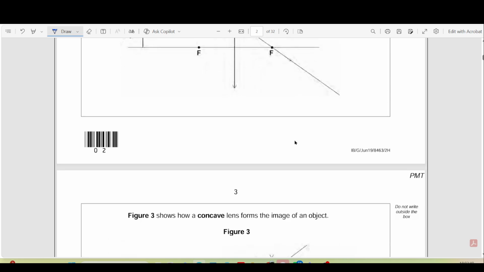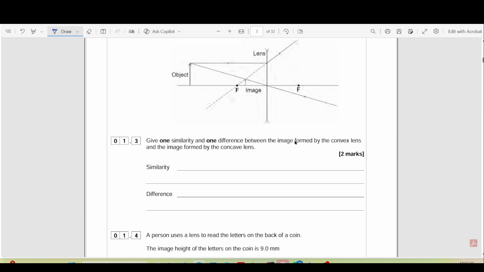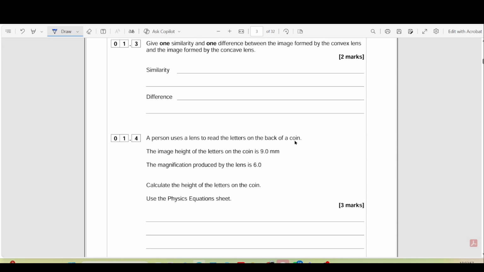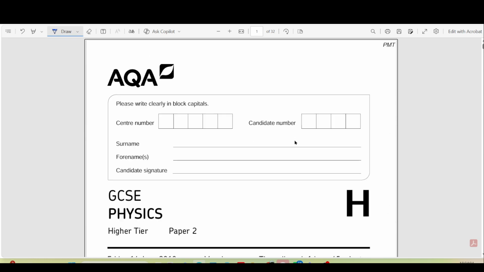Lenses can be used to form the image of an object. Complete the ray diagram, figure 2, to show how a convex lens forms the image of an object. I don't know where to put the line.